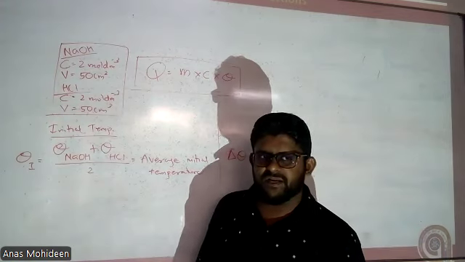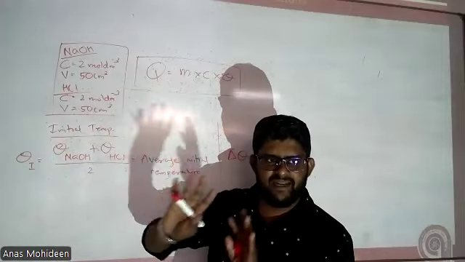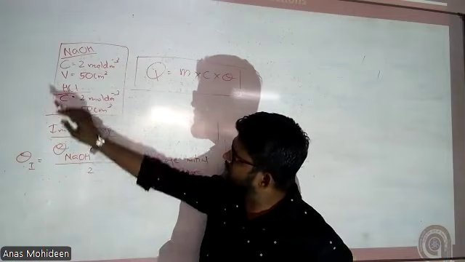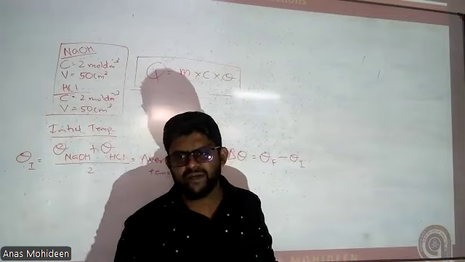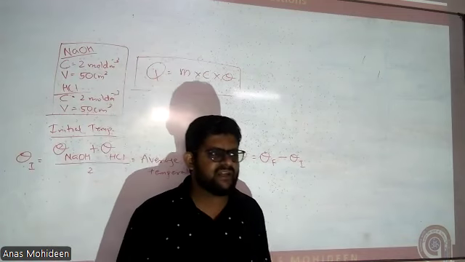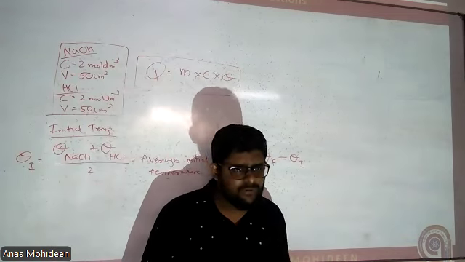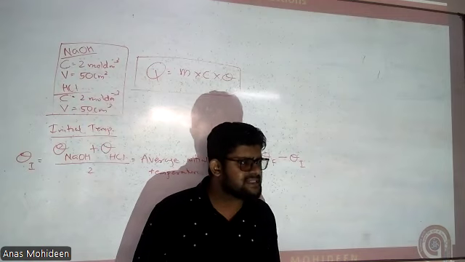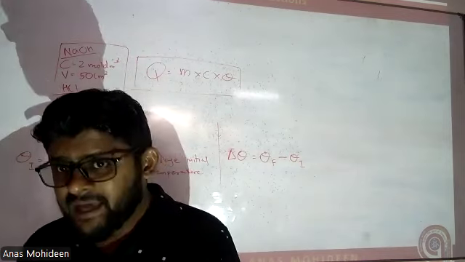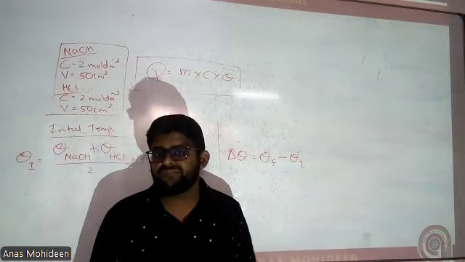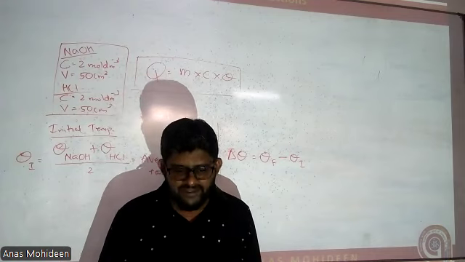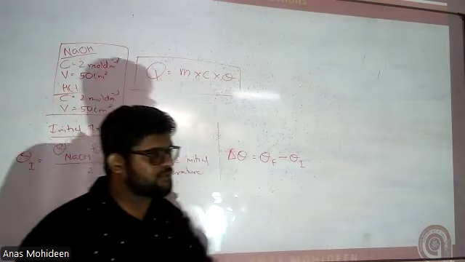To find out the mass, there is another method using concentration, but using the volume, if you want to find out the mass, there is a formula. What is the formula? Mass and volume are connected by the density formula. What is the density formula? Density equals mass over volume. So if you know the density and volume, you can find out the mass.